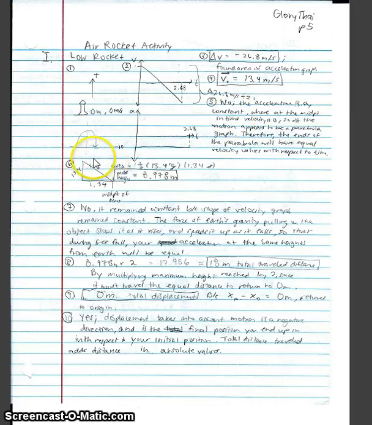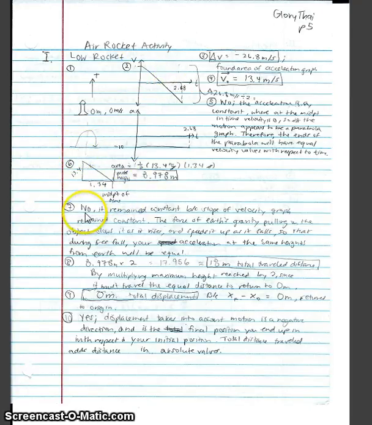For number 6, the maximum height of the rocket. The maximum height of the rocket will be 8.978 meters. And I found this by taking this section of the graph and turning it into a triangle, and I found the area of this triangle, which equals position, because the area of a velocity time graph is displacement.